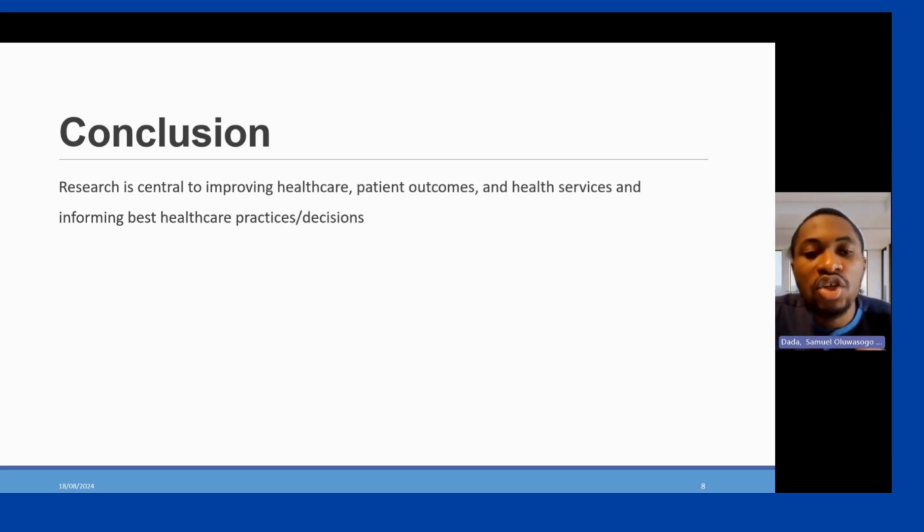So in subsequent presentations, we'll look at different methodologies, what we need to do to carry out research that will be able to meet the needs of the people, and will also be able to solve societal problems.